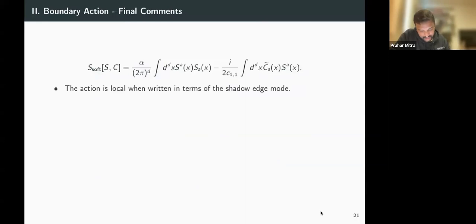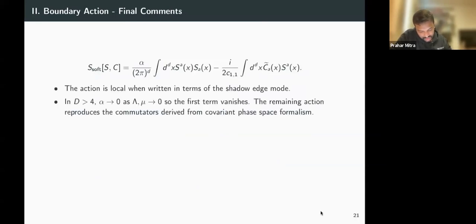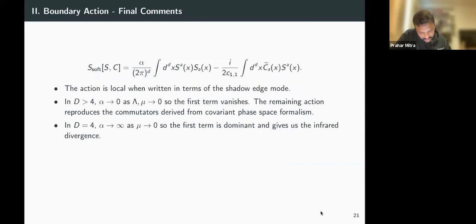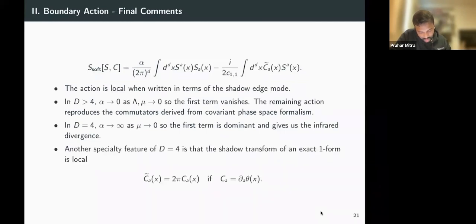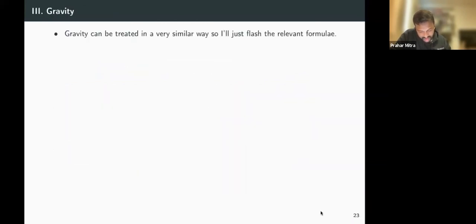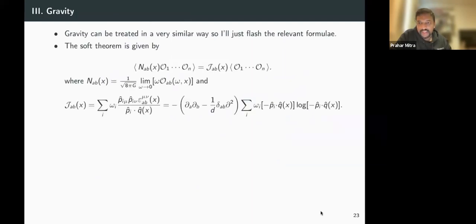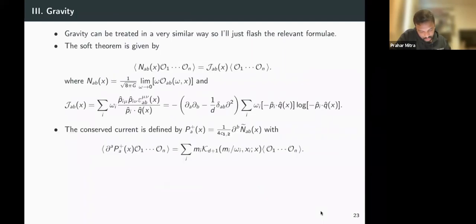Okay, so I'm just gonna end it here. I've made all of these comments. I don't think I need to go through any of these anymore. So all of this works exactly for gravity as well, which you can go through.